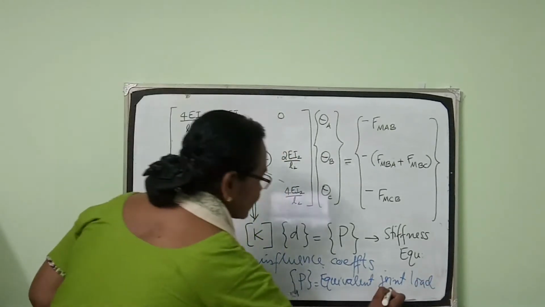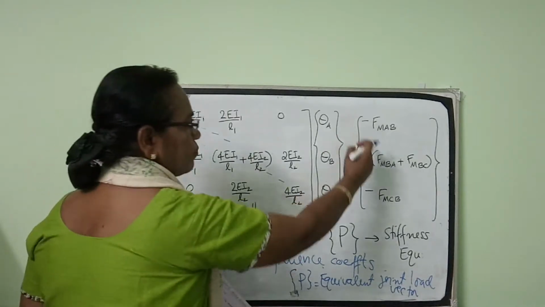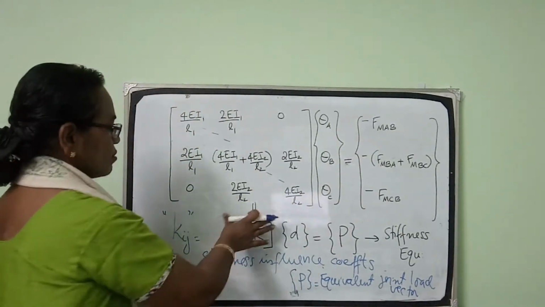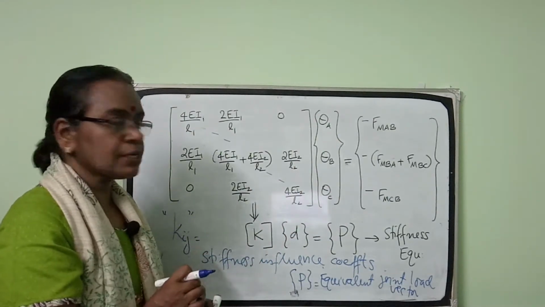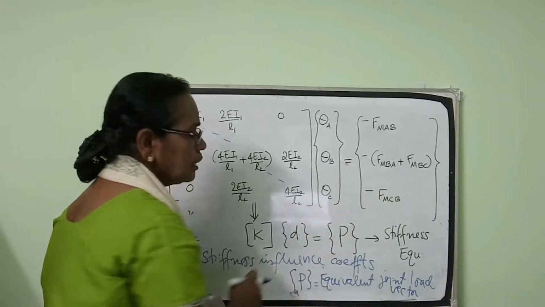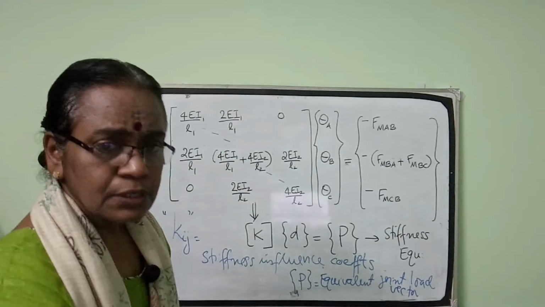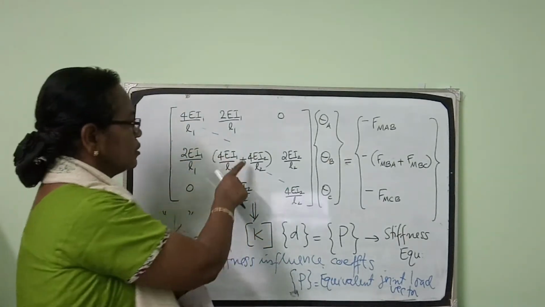Joint load vector, and normally it is negative of the fixed end moments. Negative of the fixed end moments. So K is the stiffness matrix, D is the unknown displacement vector, and the right hand side vector is called the equivalent joint load vector.